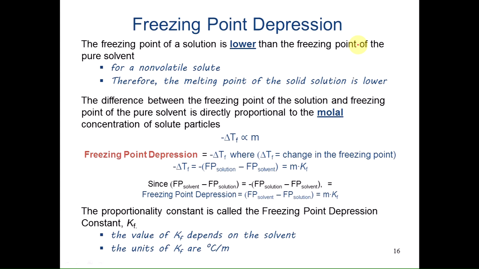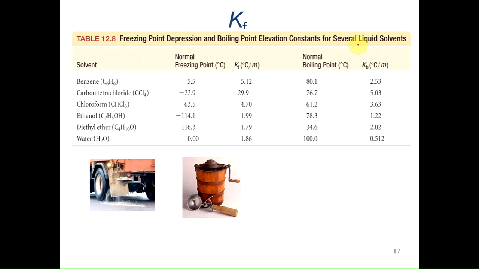Now the proportionality constant, that Kf, is called the freezing point depression constant. And that value of Kf depends on the solvent. The units of Kf are degrees C per molality. One of the things you have to be careful of is always choose the Kf of the solvent, never of the solute. It's always for the pure solvent.